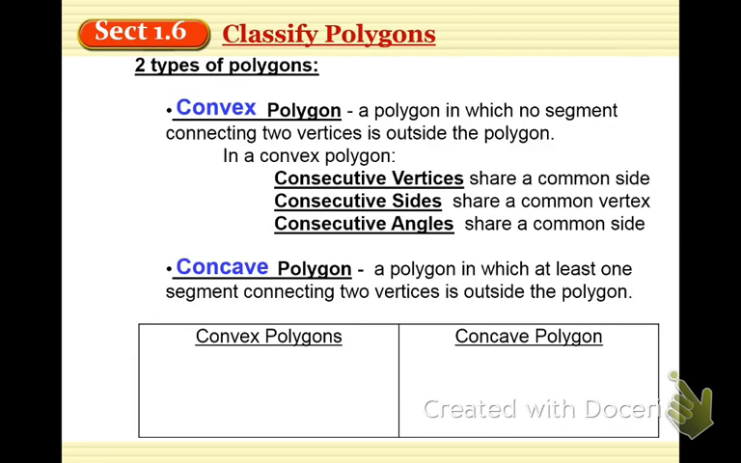And the deal with concave is that it's not convex. There's only two choices as far as the shape goes. We're talking about the shape. A concave polygon is a polygon in which at least one segment connecting two vertices is outside the polygon. Again, it's a nice way to tell, and I'll show you how. But there's another way that I think is maybe even easier. So here are some examples of convex polygons.